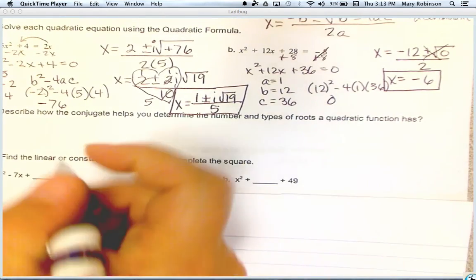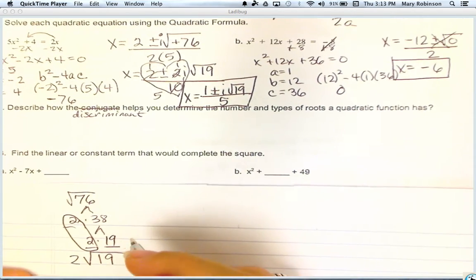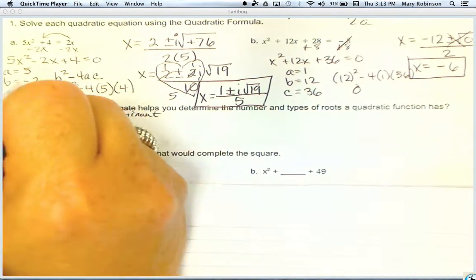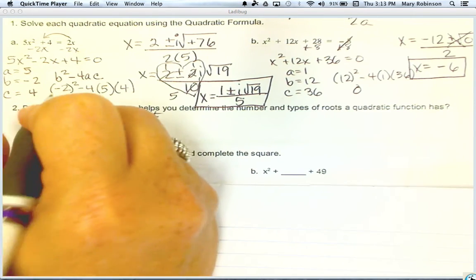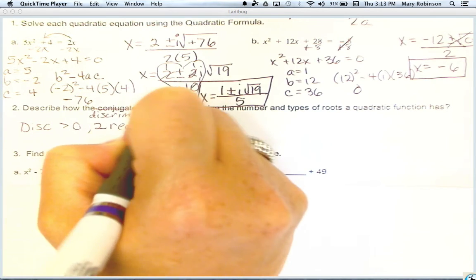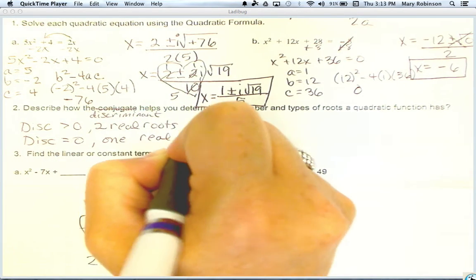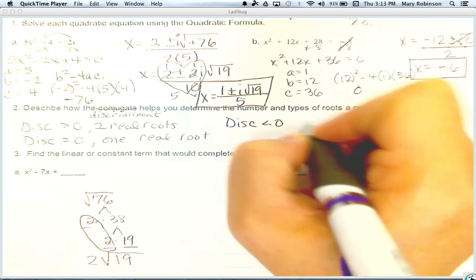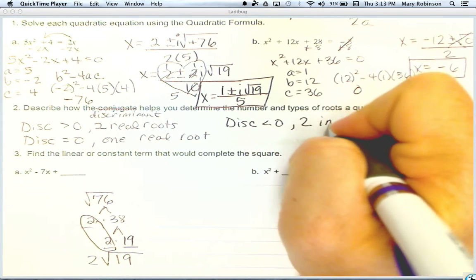So number 2, remember I told you to change conjugate to discriminant. And I said, describe how the discriminant helps you determine the number and types of roots a quadratic function has. So what I want you to do is simply explain that when the discriminant is greater than 0, we're going to have 2 real roots. If your discriminant equals 0, you'll have 1 real root. Remember, roots are solutions, x-intercepts, it's all the same. And if your discriminant is less than 0, like we did have up here for a, it was negative 76, we'll actually have 2 imaginary roots.